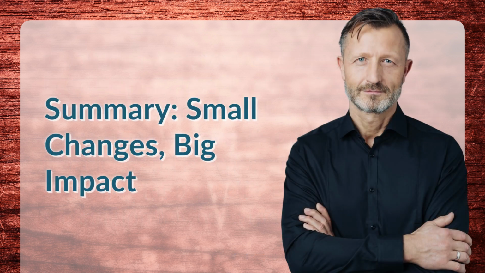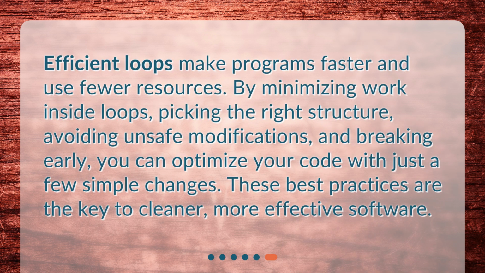Summary: small changes, big impact. Efficient loops make programs faster and use fewer resources. By minimizing work inside loops, picking the right structure, avoiding unsafe modifications, and breaking early, you can optimize your code with just a few simple changes. These best practices are the key to cleaner, more effective software.